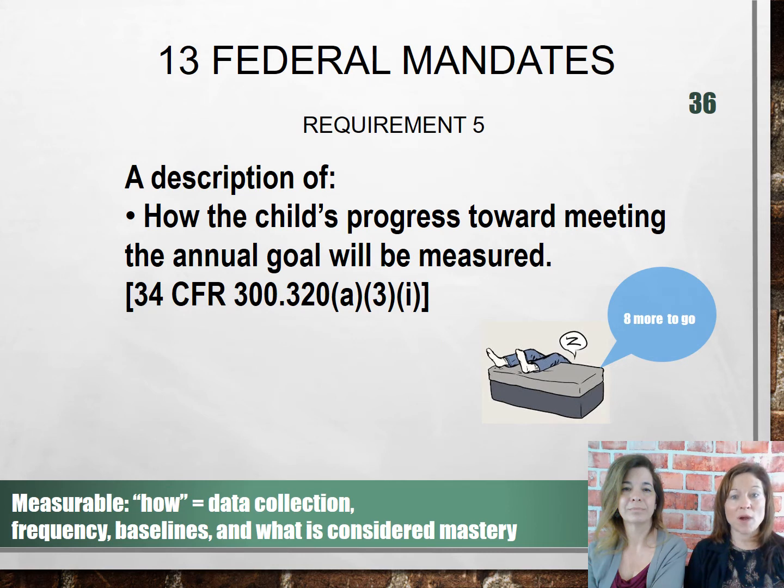The fifth requirement, how, refers to your evaluation system and the data that you will be gathering. This is so important because teams often forget to put baselines and data collection frequency intervals and even sometimes the criteria of mastery. So without all of those pieces, it's going to be very difficult to measure your goals.